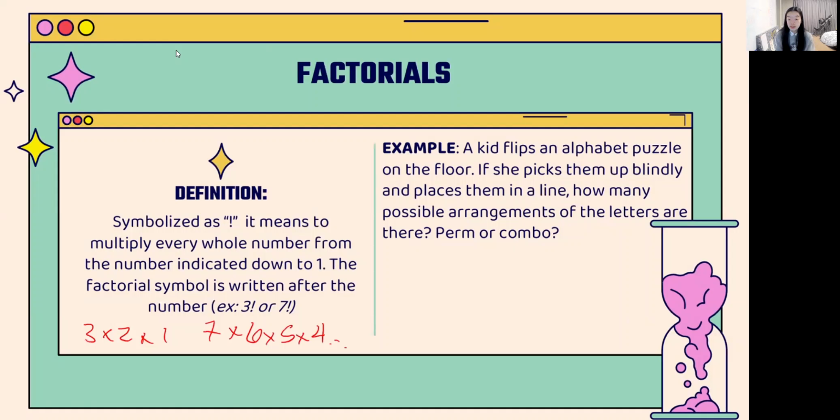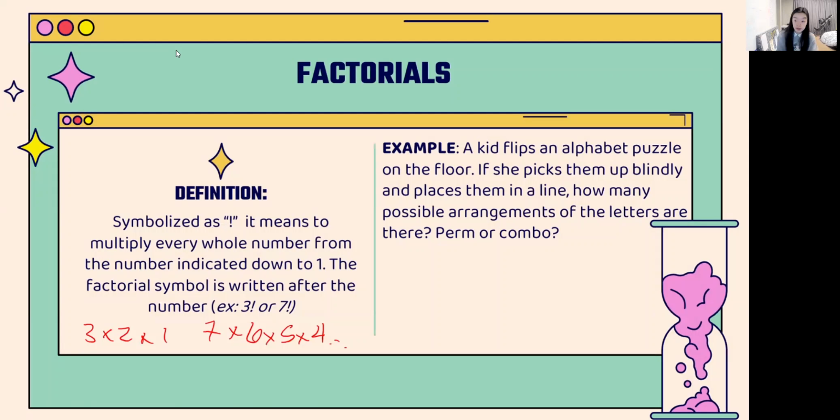So if you have a kid flip an alphabet puzzle on the floor, if she picks them up blindly and places them in a line, how many possible arrangements of the letters are there? Is it permutation or combination? So let's start with that first. Does the order matter in this situation or does it not?